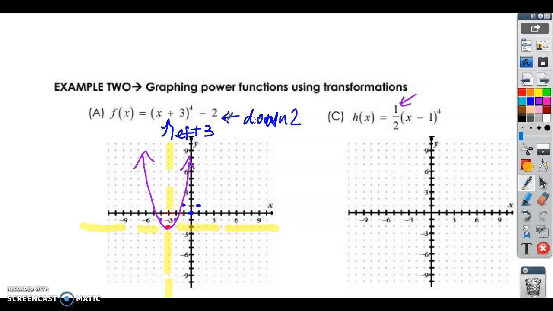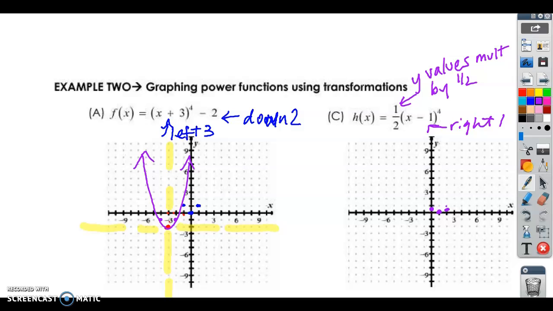Okay. This one's got all the y values being multiplied by 1/2, and it's going right 1. So I went ahead and wrote that down. And now I'm just going to shift my 0, 0. And instead of plotting over 1, up 1, those y values are all going to be cut in half. So that point is going to be at 2, 1/2.